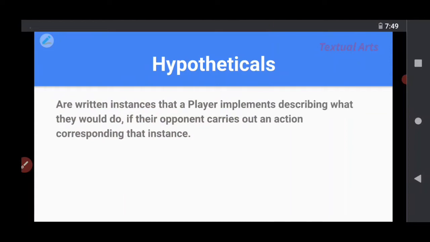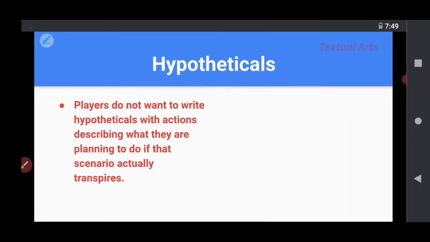If my opponent ducks, then I follow the duck with a sweep kick. Or if my opponent blocks, then I get prepared to do something. So they're writing down instances that they would act upon if certain circumstances transpire. So these are hypotheticals. Now, the downside of hypotheticals is allowing the opponent to metagame.